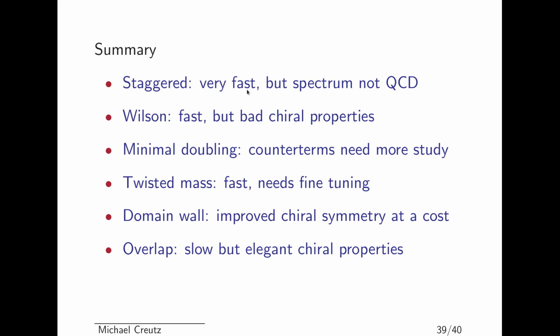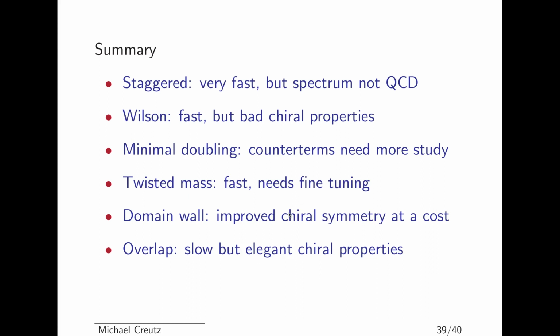Staggered is very, very fast, which is why it is very popular. But the spectrum is not really QCD. It's got some weird issues with it. The Wilson theory is very fast, but chiral symmetry is pretty nastily broken, and if you're relying on chiral symmetry to help you in your calculations, it can be difficult. The minimal doubling needs more study. Counterterms are needed, and we'll see where they go. The twisted mass is very fast. It needs a little bit of tuning to get to the critical point where the errors cancel.